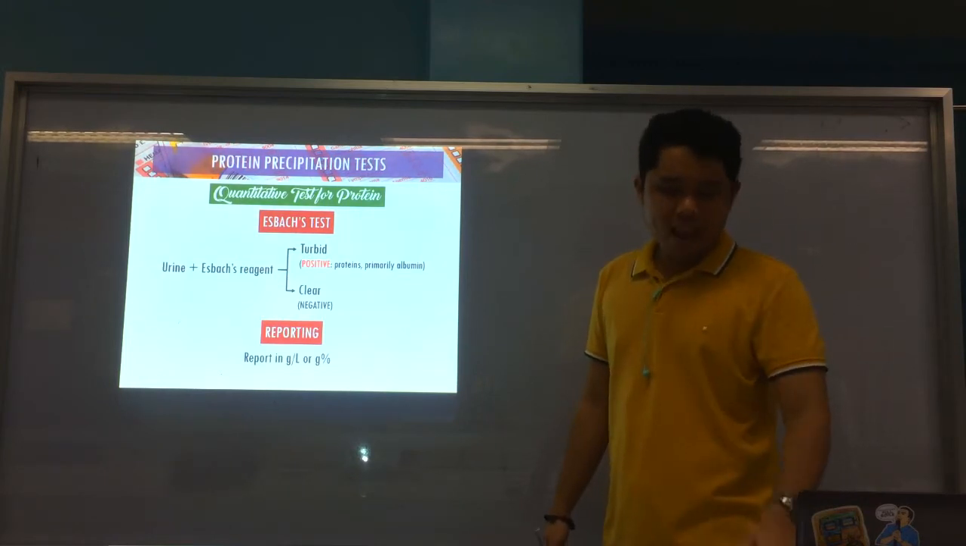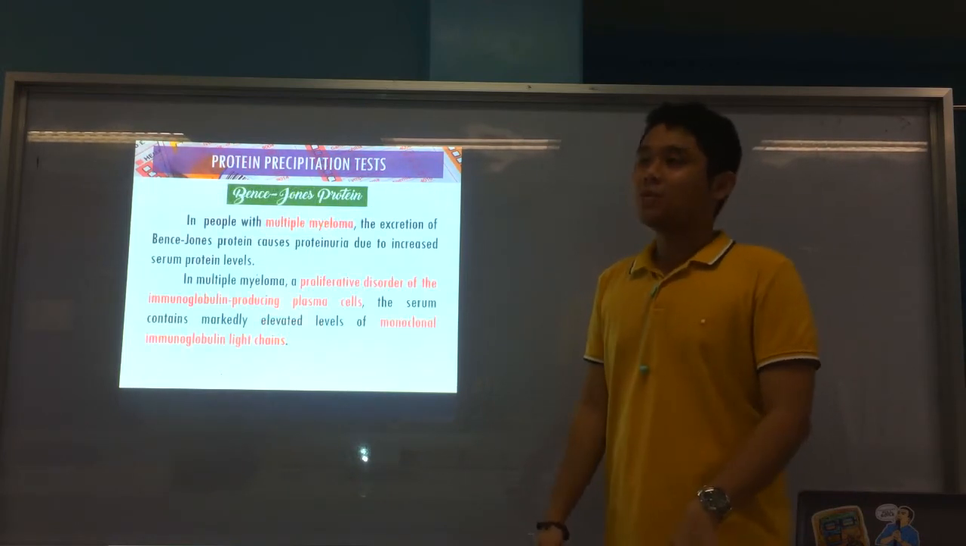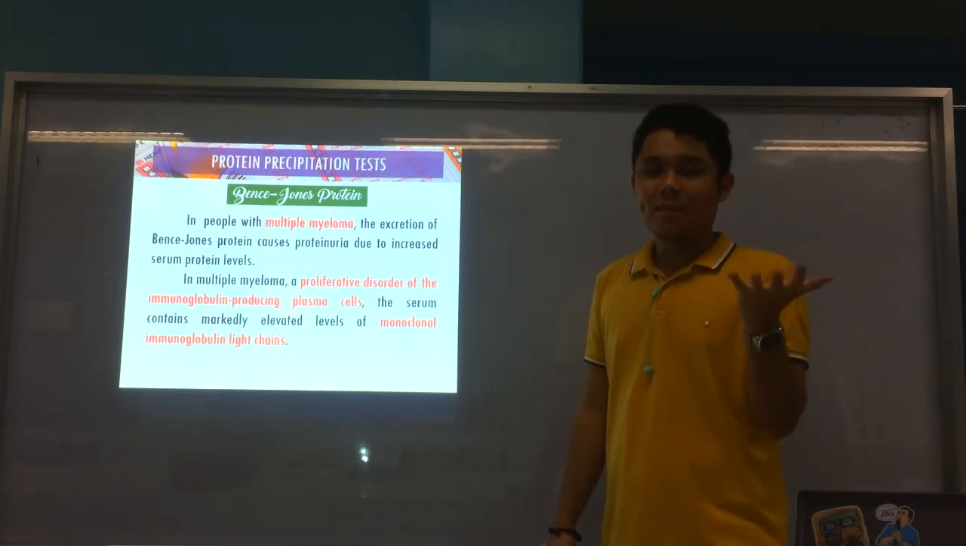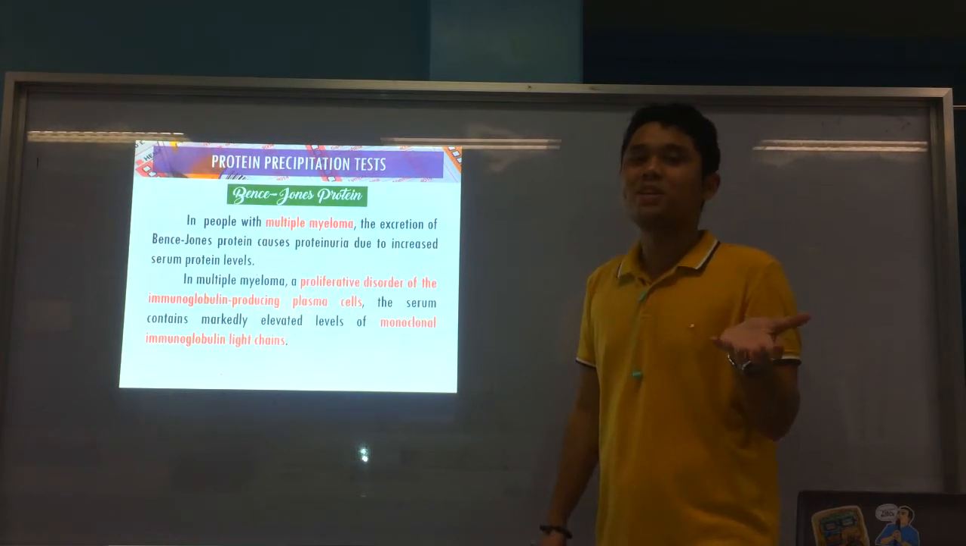Okay, all right. And now we have a special type again of protein, as mentioned in the chemical exam, di ba, na mentioned na nako. You have your Bence-Jones protein, the BJ.